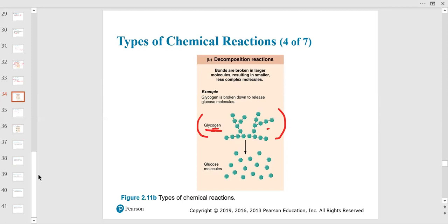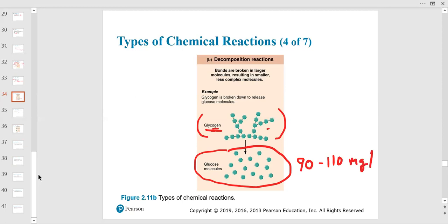So glycogen is broken down. It's hydrolyzed. It's catabolized into monosaccharides of glucose. And this is the stuff that rolls around in our blood. This is our blood glucose or blood sugar. And your blood sugar should be between 90 and 110 milligrams per deciliter of blood. That's why the milligrams per deciliter gives you a concentration.